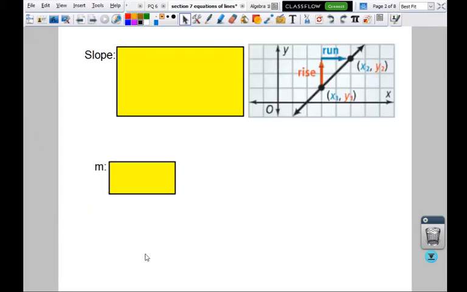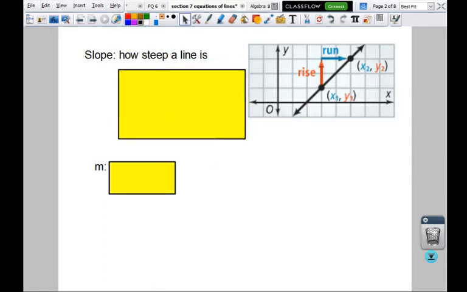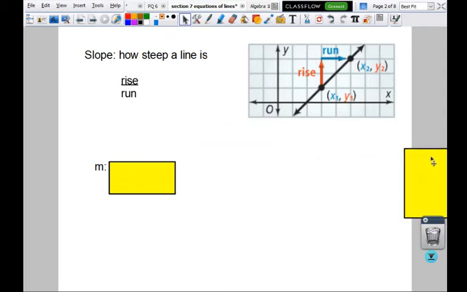Actually, let me back up. Slope is just how steep a line is. That's all slope is. How steep is it? Does anybody remember the little phrase we use when we talk about slope? Rise over run. Slope is just rise over run. When we talk about slope, we usually use the letter M. Whenever you see the letter M in an equation, it means slope.